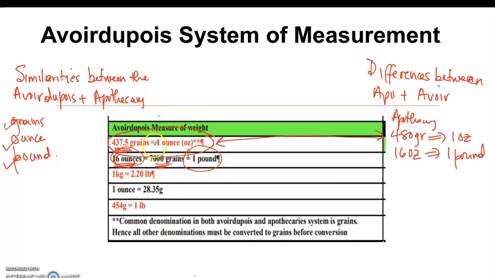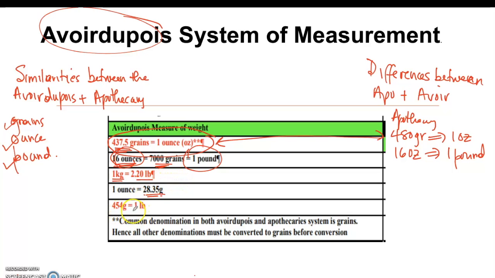Okay? One point to note, however, is that the avoirdupois system is what we use to convert the imperial system to metric. So, for example, 1 ounce is equivalent to 28.35 grams, and that's in the metric system. And if we are converting pounds to kilograms, 1 kilogram is equivalent to 2.2 pounds. You may see in some textbooks 2.21 pound. That won't give you any significant difference.